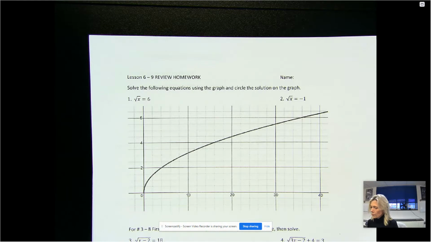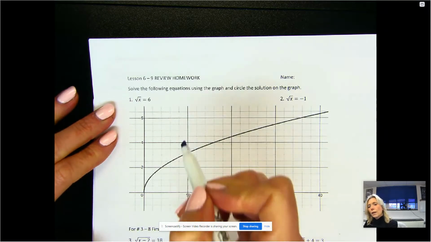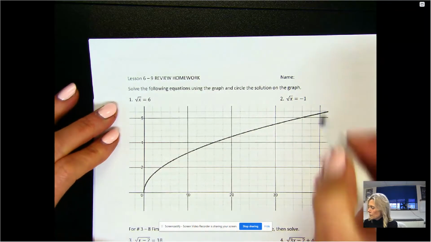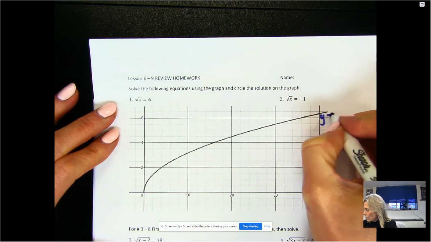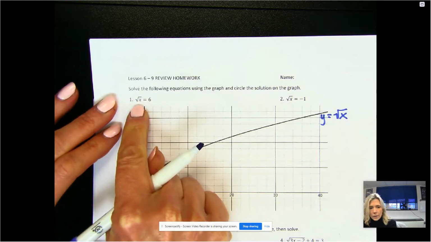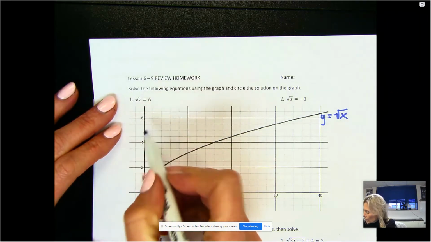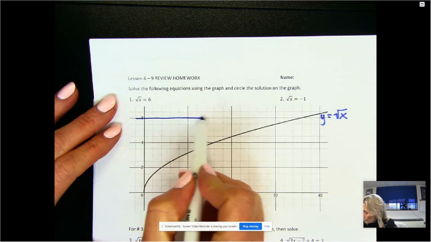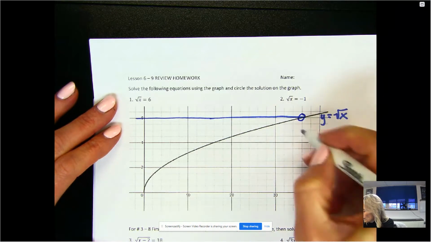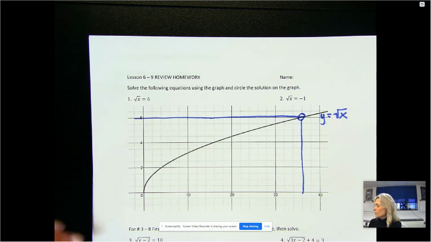So for the first part of the assignment, you actually have a graph to use to solve these equations. And so the first equation, the square root of x is equal to 6. So this is the graph of y equals the square root of x. And so since we're looking for the x value, that means this is the y value. So here's where 6 is on the y-axis. Just follow it over until it intersects the graph, crosses right there, and drop it down to the x-axis.